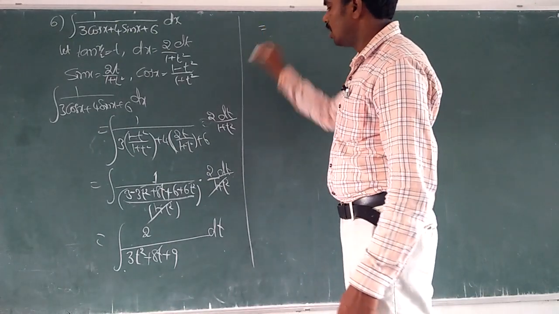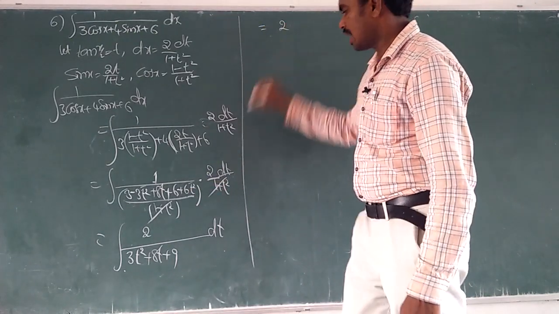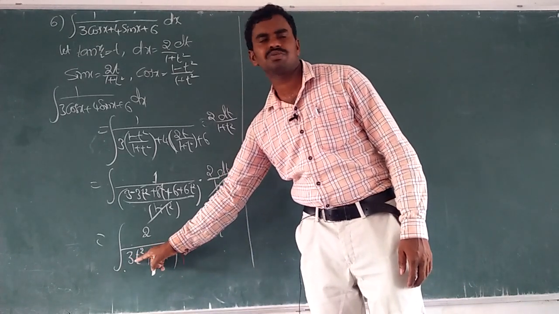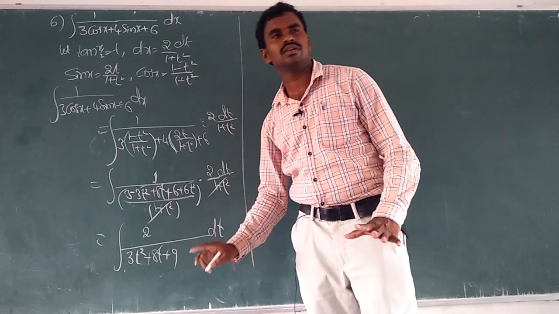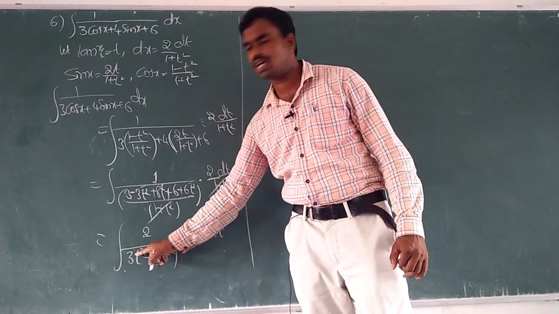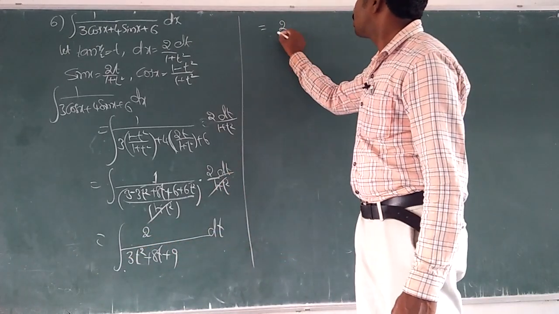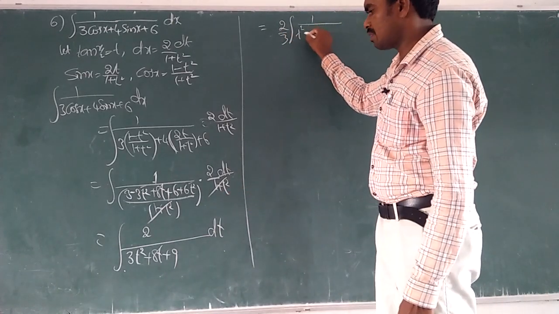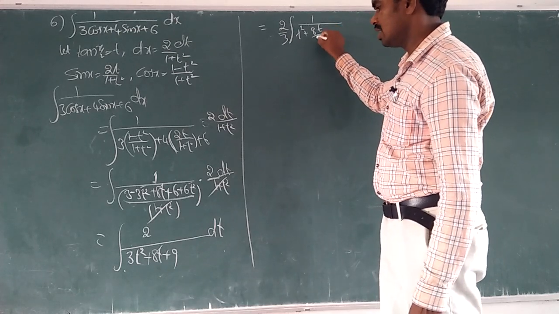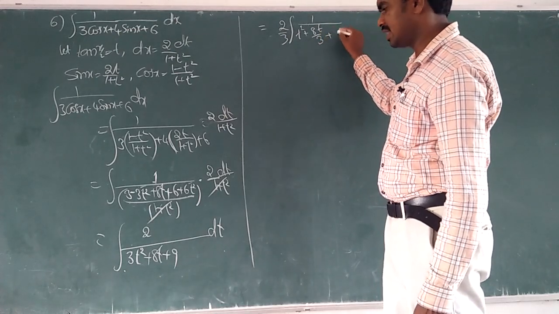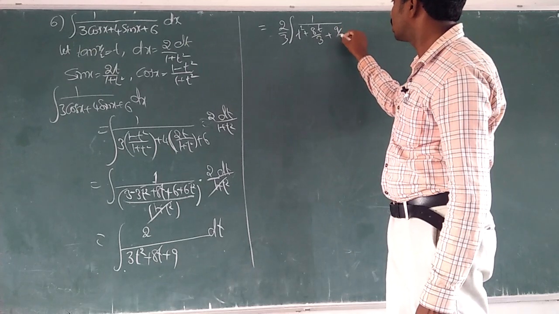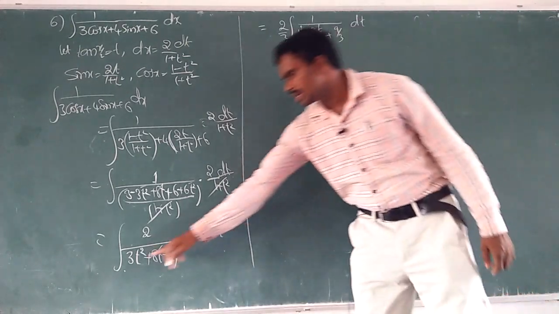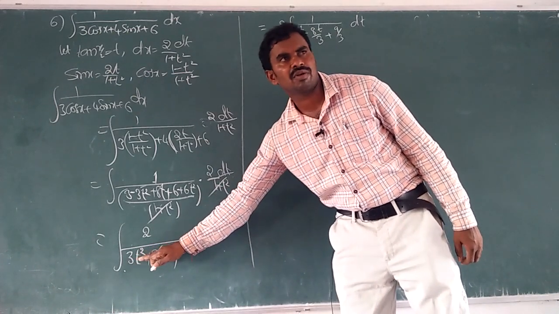Here, equal to 2, I am writing outside, and in the denominator, take the t square coefficient common. Whatever the t square coefficient is, take that common. Here 3 is the coefficient of t square, so take 3 common. By taking 3 common we get t square plus 8t by 3 plus 9 by 3. 9 by 3 means what? 3. Okay, that is clear. So in each and every term 3 is taken as common.